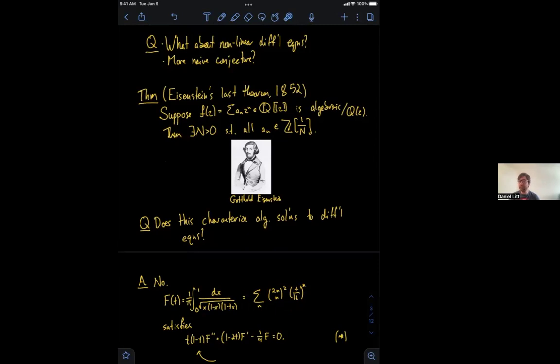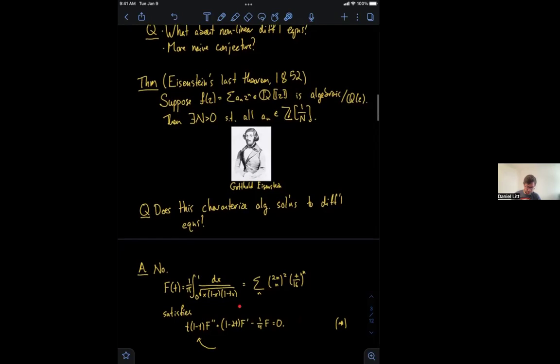But it's not very hard to see that, first of all, it's not algebraic. It's not even a finitely branching function. And it satisfies some differential equations. This explicit differential equation turns out to be a hypergeometric function. It's like 2F1(1/2, 1/2; 1), if I remember correctly.